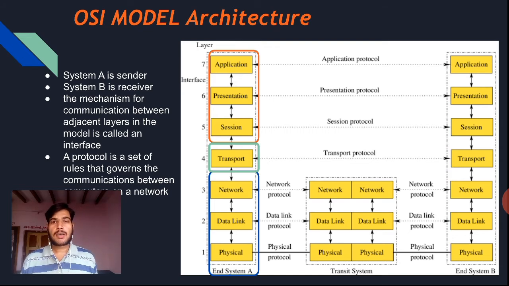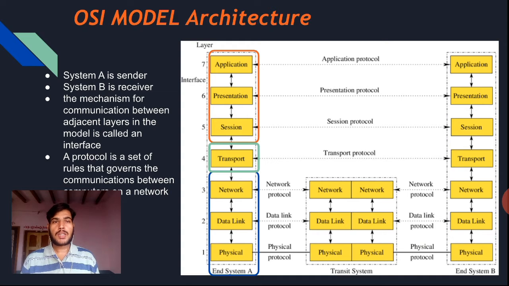And I have marked some of the layers with a blue border. Those are the physical layer, data link layer and network layer. These layers make use of certain hardware devices to establish communication over a network. That's why these layers are called hardware layers.